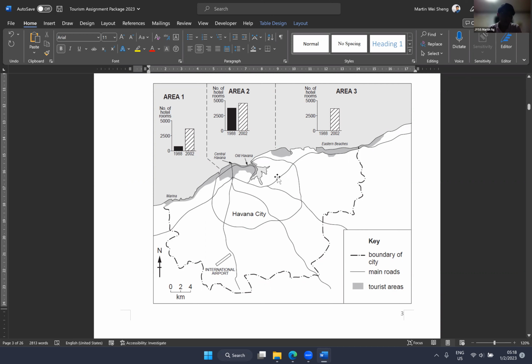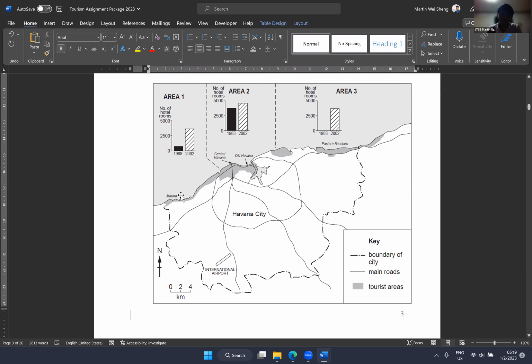So where can the tourist area be found? So you notice that they are along the coast over here. Right. Now, how do I know this is a coast? Because over here it says western beaches. So basically anything which is white over here is the island, part of the island. All right. Then this gray area over here would be the sea. Okay, so this portion, where my mouse is, is the coast, the eastern beaches. Then there's central Havana. There's old Havana. Okay, old Havana probably is the old city area, which was built way longer ago than the central area.